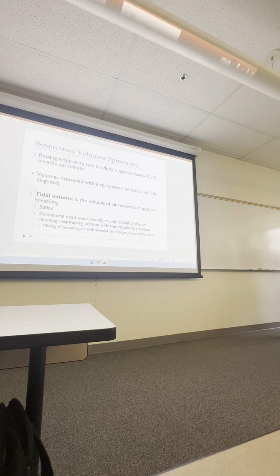Yeah, good. So, as we've already mentioned, our normal quiet respiratory rate is between 12 and 15, which varies, of course, from person to person. But between 12 and 15 respirations per minute. We measure the volume of our respirations using a piece of equipment called a spirometer.